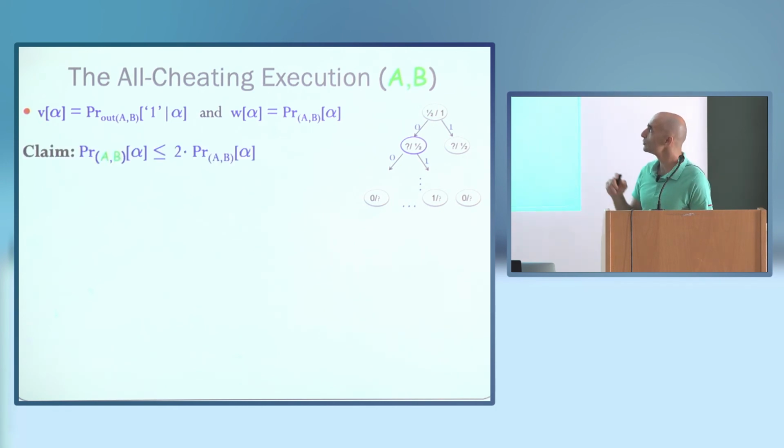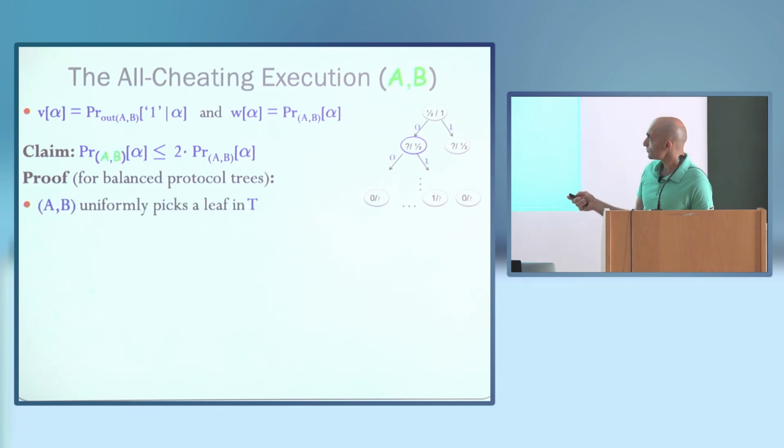And I'm going to tell you the following. The probability of the all cheating execution arriving at alpha is at most twice the probability of arriving there in an all honest execution. And let me show you this quickly. I'm going to show you only for the simple case where the probability of going either left or right is always 1/2.